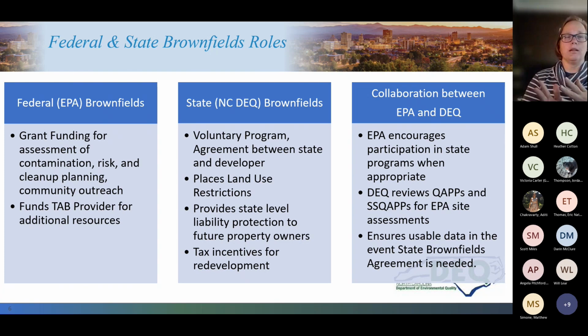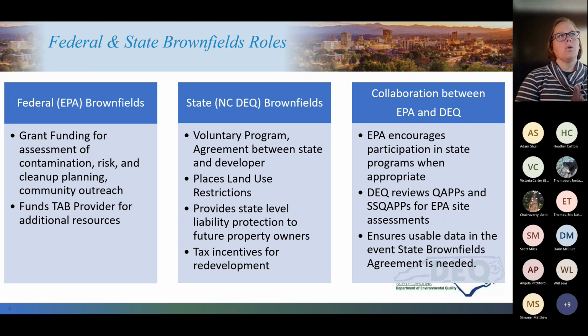So the federal EPA provides grant funding for assessment, risk assessment and cleanup planning, and of course, community outreach. They also fund the technical assistance for brownfields provider that ICMA is going to be speaking about a little bit later. So EPA provides a lot of knowledge. They provide supervision of those grants. It is a cooperative agreement in which EPA is involved. It's not just here's your money, off with you. They are actively involved in the process.